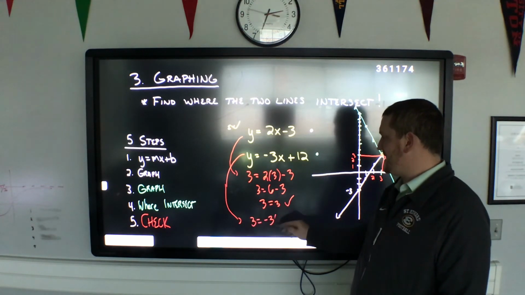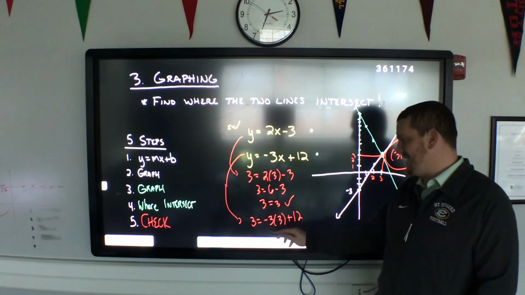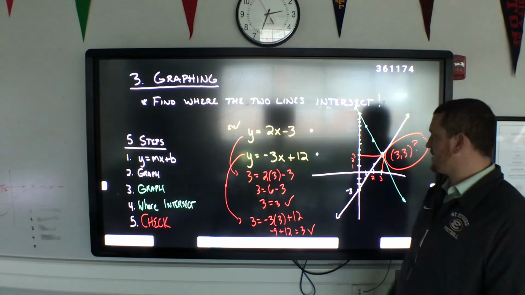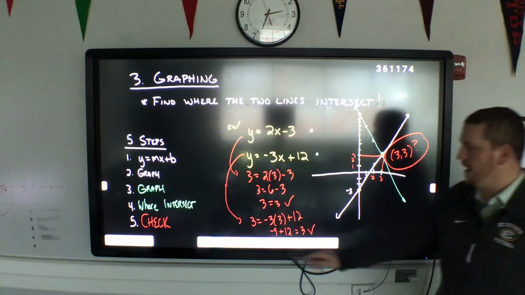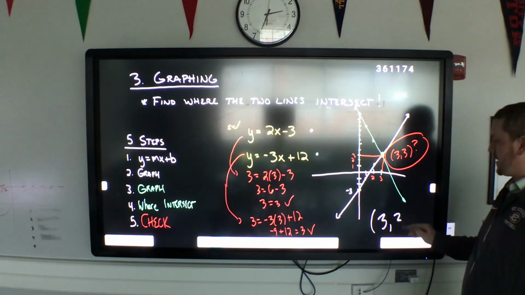And then you plug in 3, comma 3 into the second one, which is 3 is equal to negative 3 times 3 plus 12. Negative 3 times 3 is negative 9. Negative 9 plus 12 is 3. So that checks as well. So that means that our coordinate where these two intersect is the coordinate 3, comma 3.